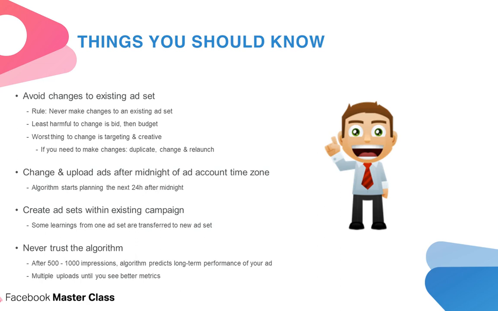Last but not least, never trust the algorithm, because after 500 to 1,000 impressions, it makes a prediction about the long-term performance of your ad. And here's the problem. That decision might not be statistically relevant, especially not with big audiences and small budgets. Therefore, what some marketers do is uploading the same ad set multiple times until you see better metrics in order to account for statistically insignificant decisions. So they upload an ad set multiple times until they see a relevance score of, let's say, a 7 or 8 and a reasonable click-through rate.